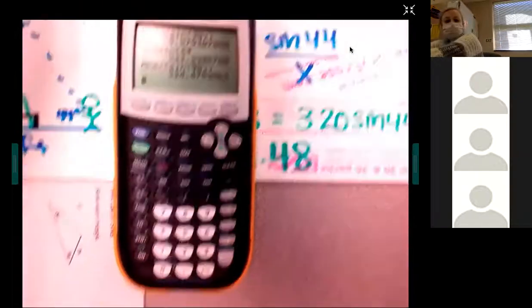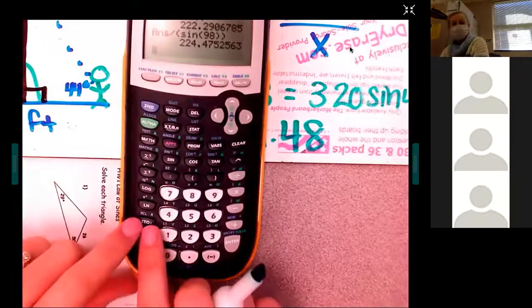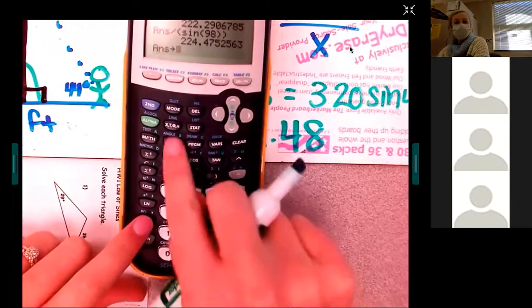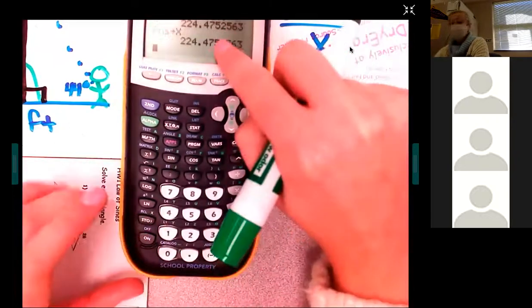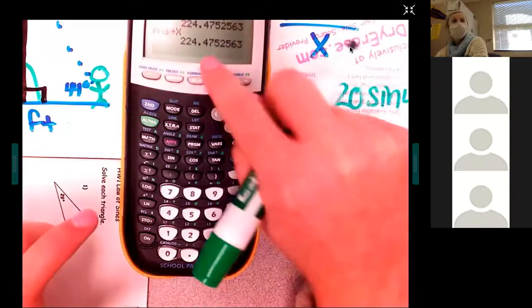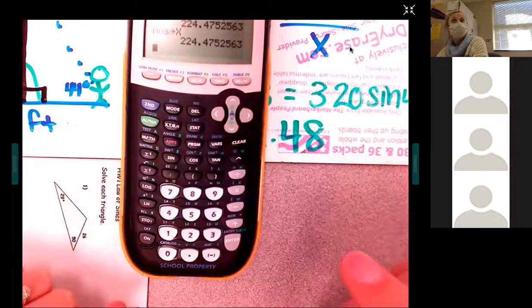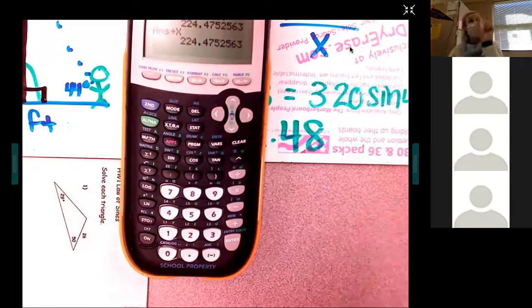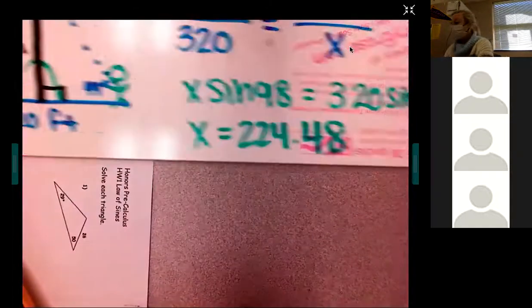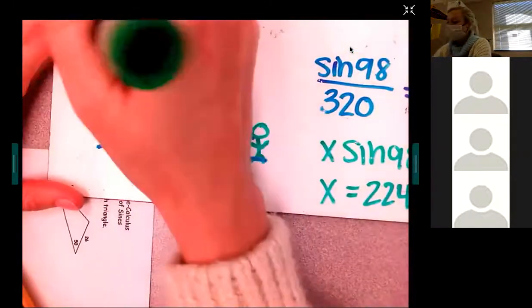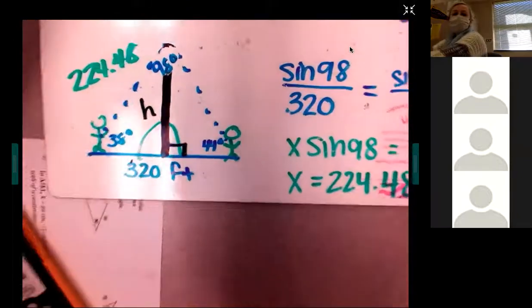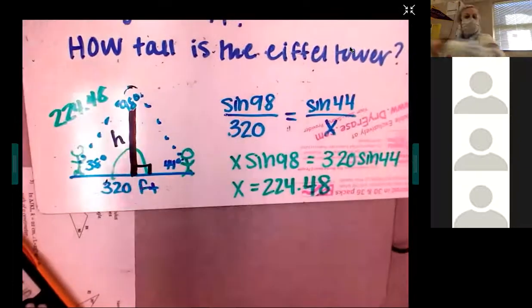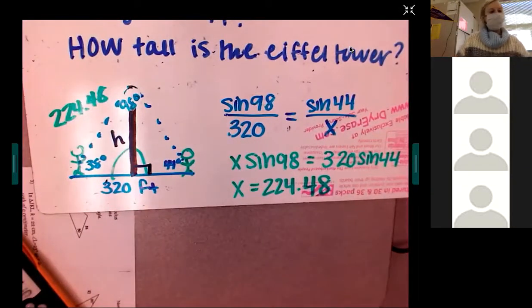So just as a review on a calculator, if you hit this STO button down here and then you hit the X button right here, now I have this number in for X. So whenever I want to use that number, I can just hit the X button in the calculator, okay? Again, in Desmos, you can just copy and paste. So now we know that this piece right here is around 224.48, right? I'm going to stop and let people ask me questions while I get a sheet of paper to finish. Yes.